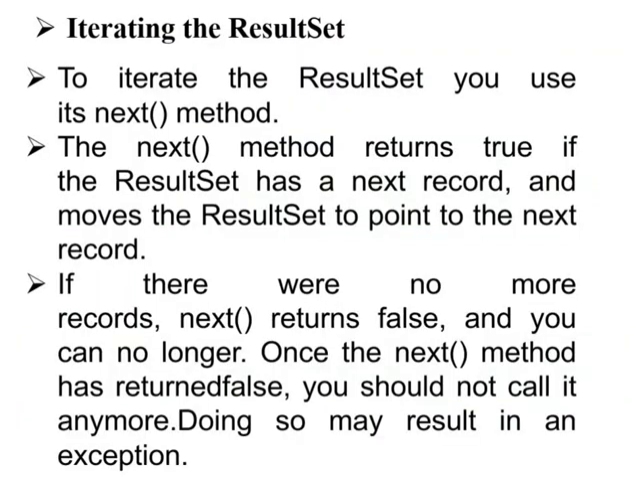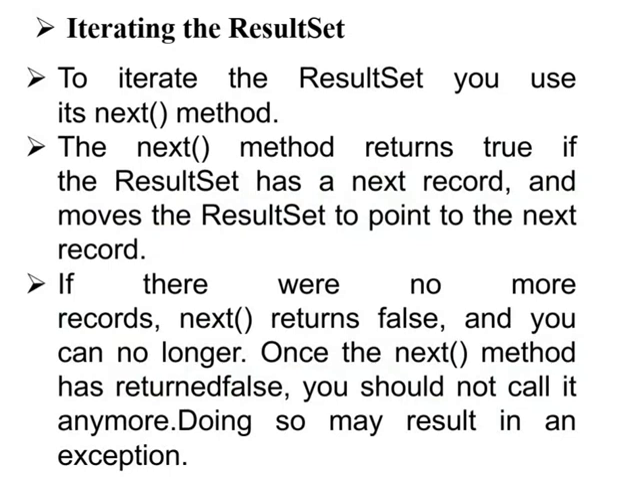Then how can we iterate the ResultSet? To iterate the ResultSet, you use its next method. The next method returns true if the ResultSet has a next record and moves the ResultSet to point to the next record. If there are no more records, next returns false. Once the next method has returned false, you should not call it any more. Doing so may result in an exception.